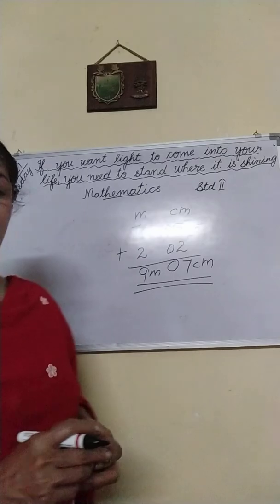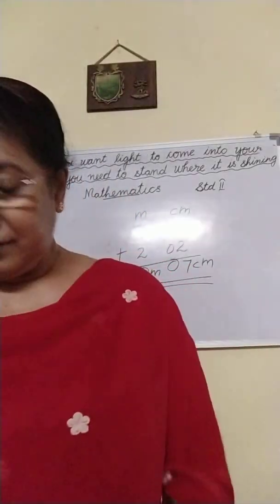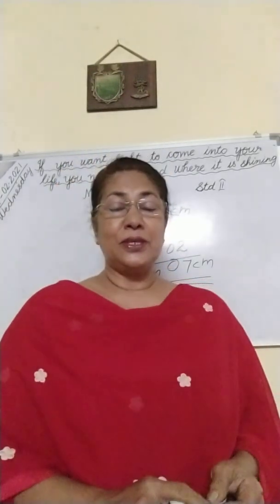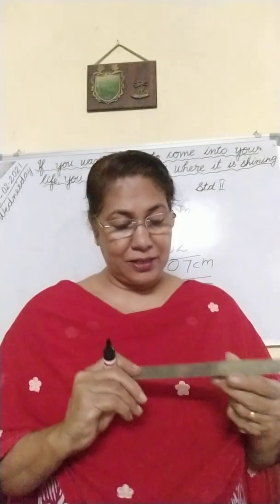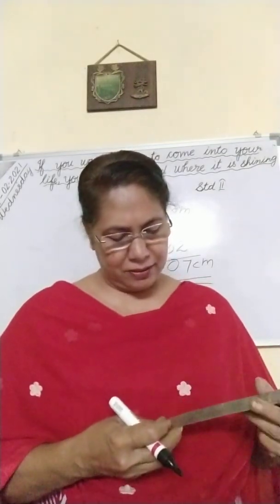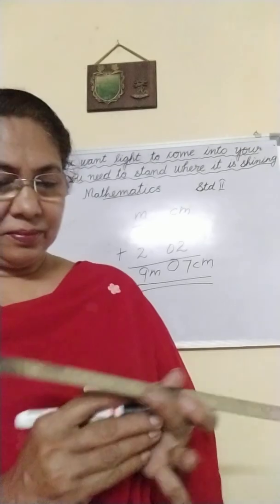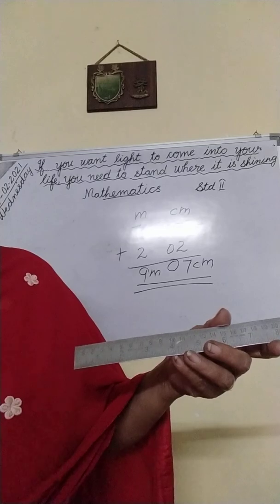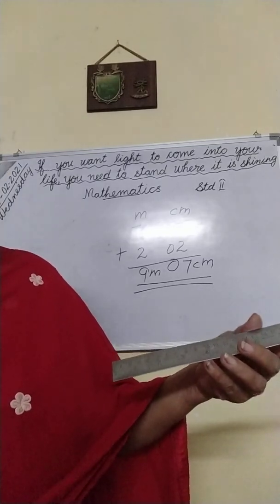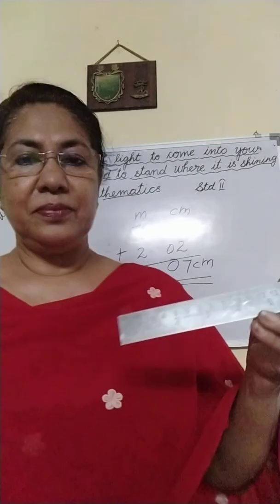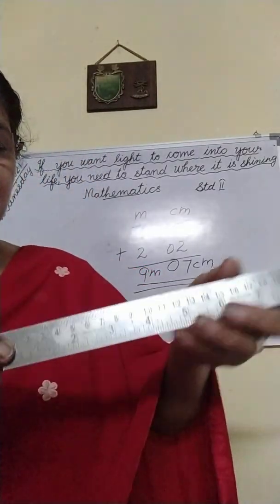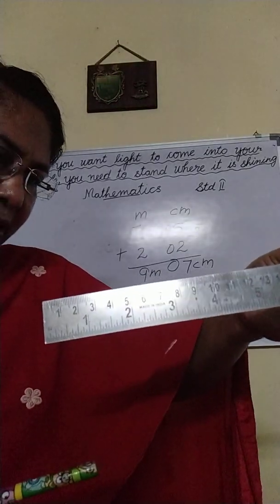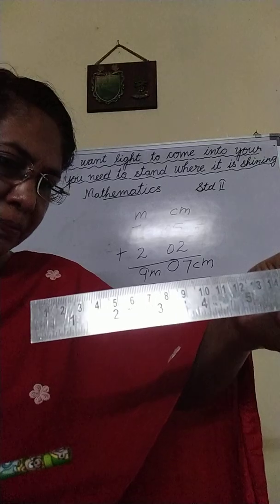Fine. Now I am asking you to draw a line of, let me take my scale. I'm asking you to draw a line of 7 centimeters. So how do you take 7 centimeters? Now, please look here. Can you see the scale? Can you see the markings on the scale? Yes. Now you see the markings on the scale.